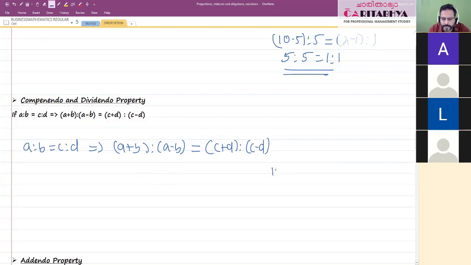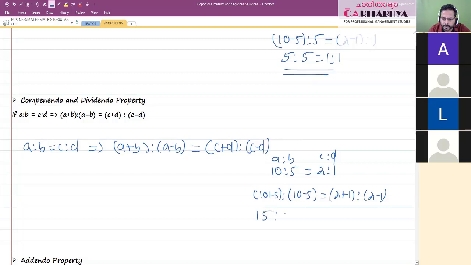So now 10 is to 5 equal to 2 is to 1. A is to B, this is C is to D. A plus B: 10 plus 5 is to 10 minus 5 should be equal to 2 plus 1 is to 2 minus 1. 10 plus 5 is 15, 10 minus 5 is 5, equal to 2 plus 1, 3, is to 1. Correct? 15 divided by 5 is 3 is to 1.